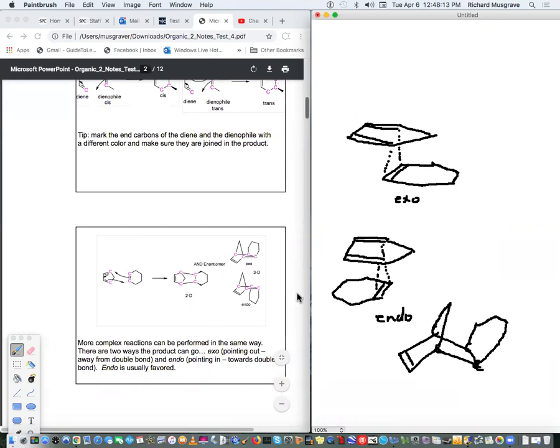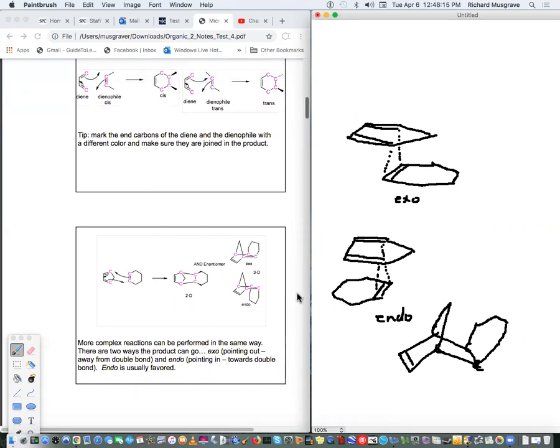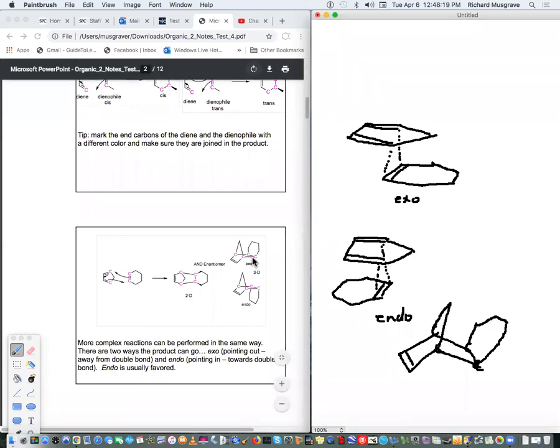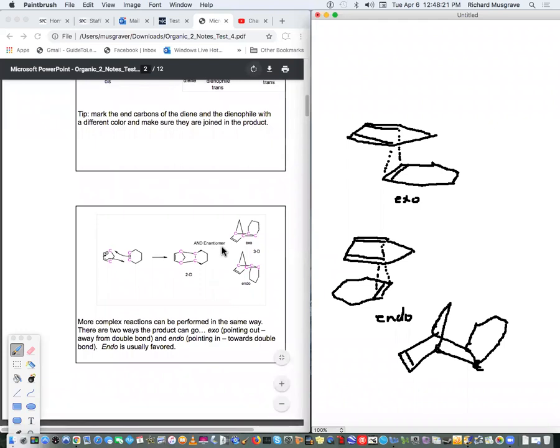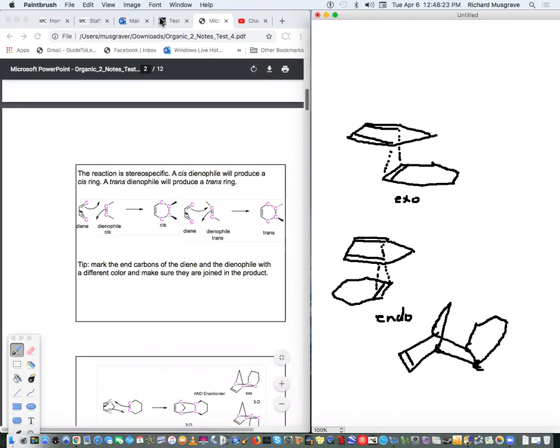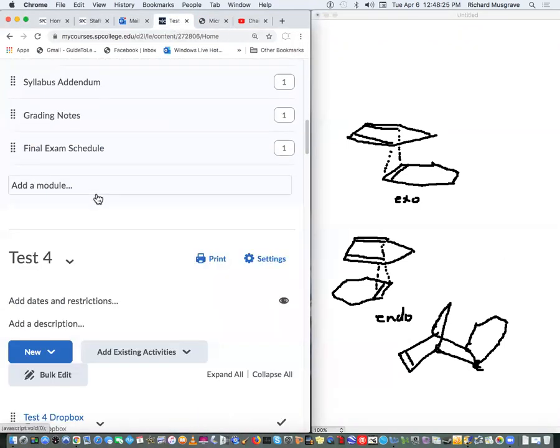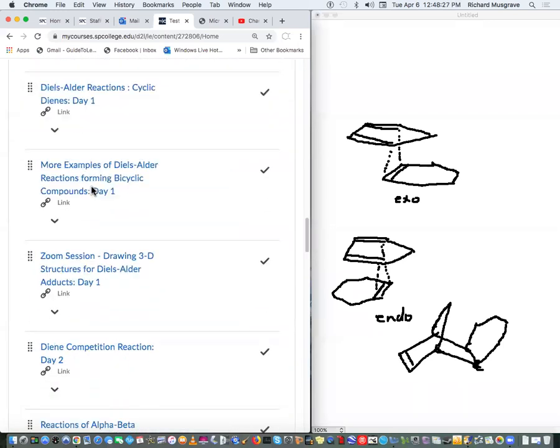Okay. So what I'm going to do is a bunch of examples now of both kinds here, based on what we're seeing on the old tests. Okay. So let's go do it.